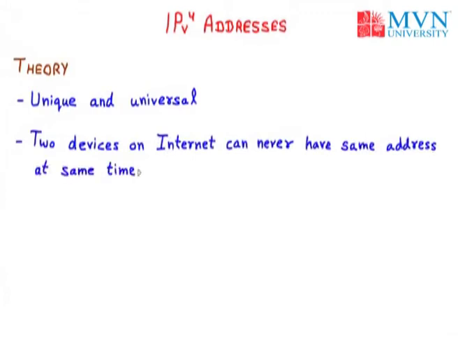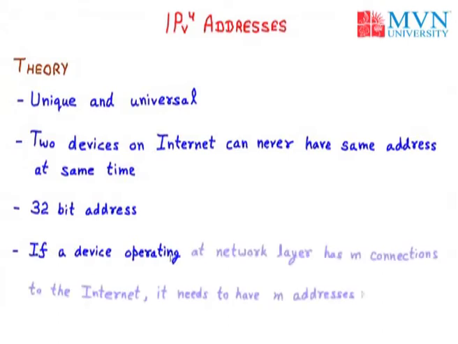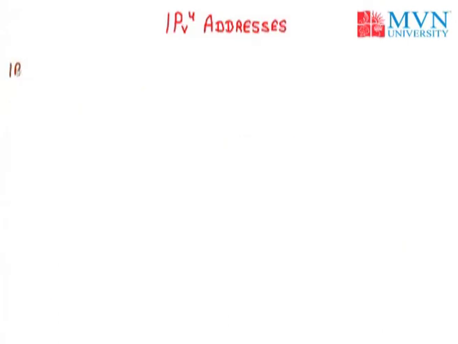Now the very important thing to be noted is that the IPv4 address is a 32-bit address. Suppose we have a particular m number of computers connected to the internet, that means we need m number of IPv4 addresses so that we uniquely identify these computers over the internet. So if a device operating at the network layer has m number of connections to the internet, then it needs to have m addresses. So that is all about the IPv4 addresses.